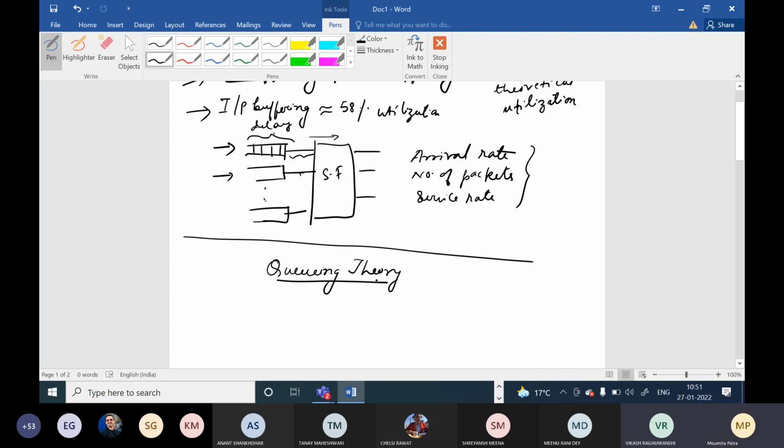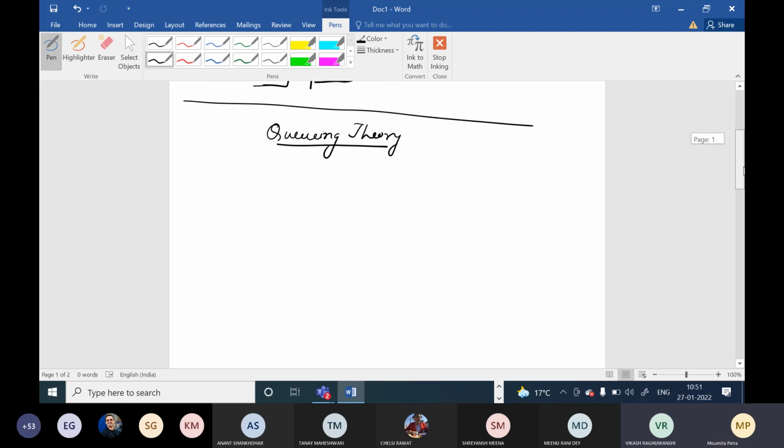Okay, what is queuing theory? Queuing theory is basically a mathematical tool that helps you analyze systems where jobs, or in network systems, packets, enter the system, wait for some time to get served, and after they get served, move out of the system.